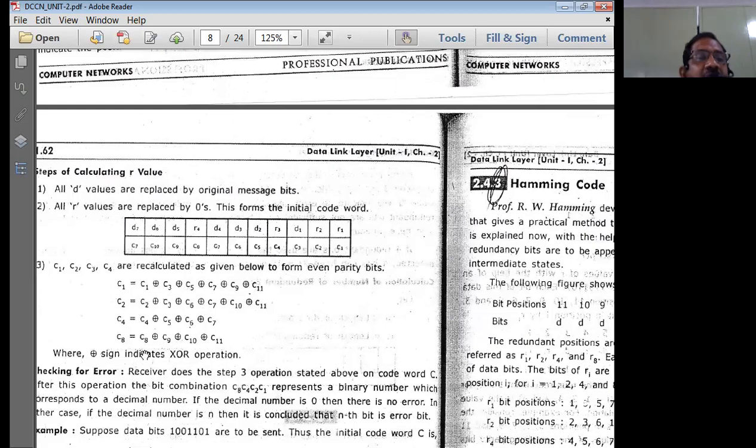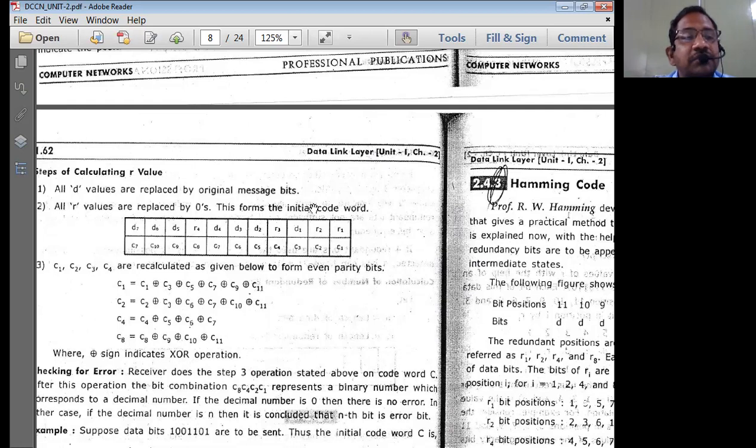Now we have to calculate the R value. That means the steps for calculating the value of R. Now all D values we can replace by the original message bits. R values are replaced by zeros. So this forms the initial code word for us in general. These are the various steps the receiver will do. First of all, D values are replaced by the original data bits, whatever data bits are given to us in the problem. Sometimes this is given as a problem also. So you should compulsorily understand these steps.